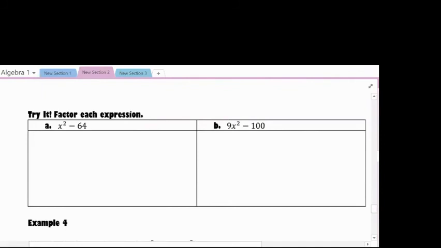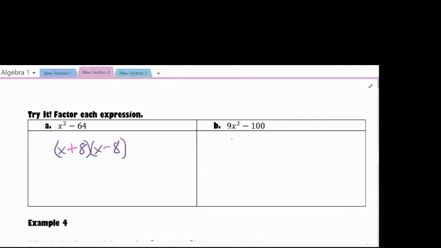Okay, is this a difference of squares? They're both perfect squares. It is subtraction. It's a binomial. So this should very quickly factor into x and 8 and 8. And one is positive and one is negative.